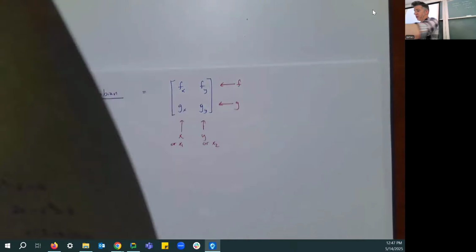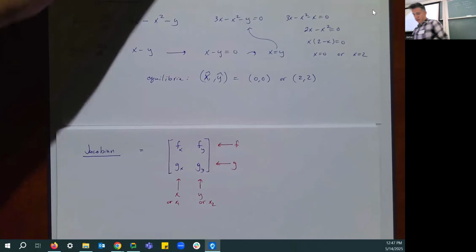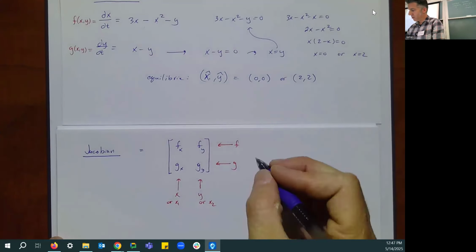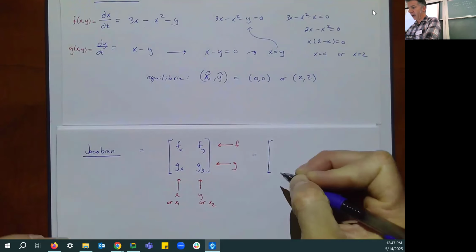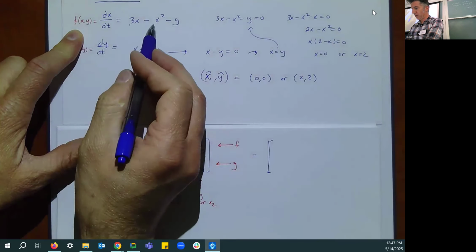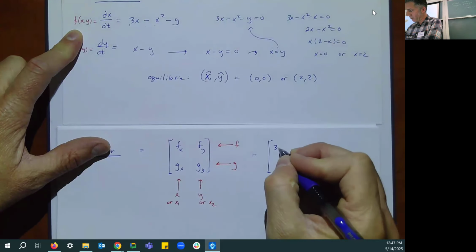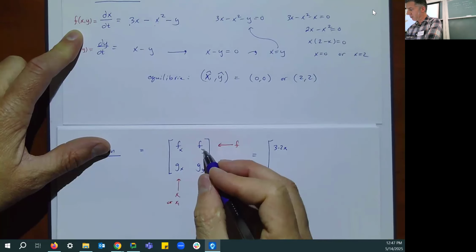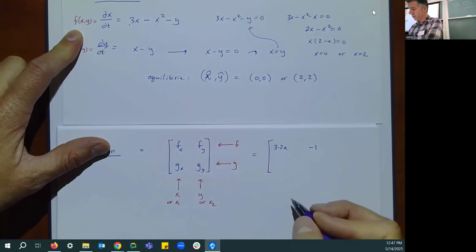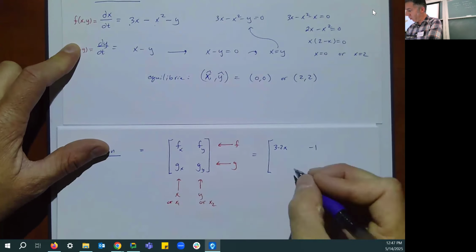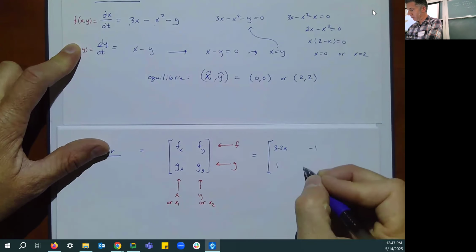So looking at our equations there, my fx is going to be 3 minus 2x minus 0. My fy is going to be -1. My gx is going to be 1, and my gy is going to be -1.